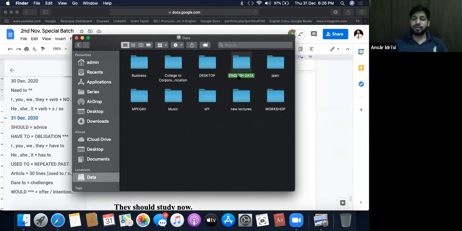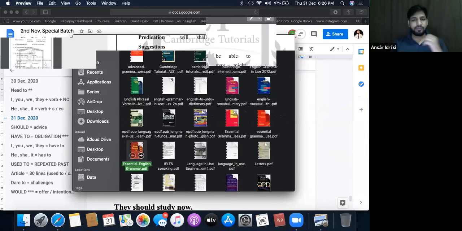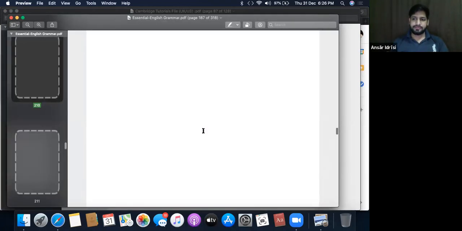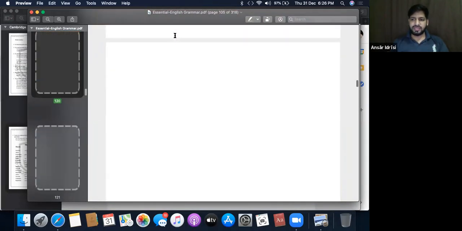Let's have a look here in the unit of should. अब हम लोग should कहाँ use करेंगे ग्रामर की बुक में, देख लेते हैं एक बार. I hope you are able to see the grammar book on the screen.